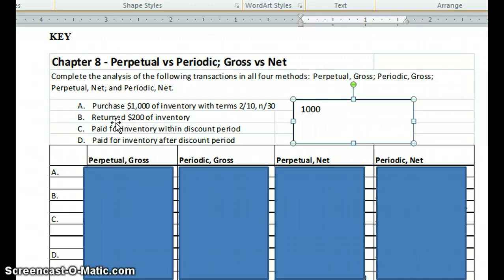So since we're using perpetual, are we running everything through inventory, or are we running stuff through the temporary accounts? We're running everything perpetually through the inventory account. So inventory is what we're going to use. And so since we're using the gross amount, what dollar amount are we going to use in transaction A? 1,000. Okay, so what is our entry when we purchase $1,000 of inventory?